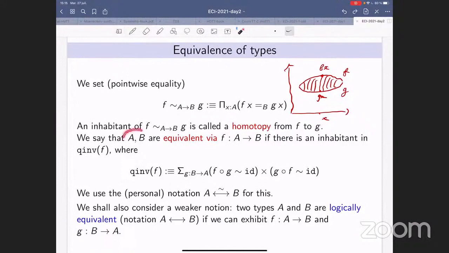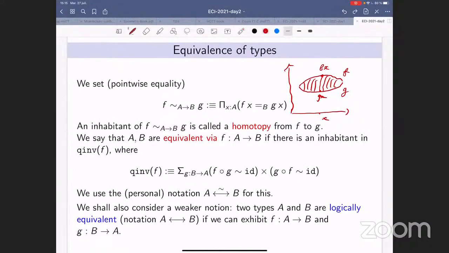This is the notion of A and B being equivalent, and it is quite useful to first mention the existence of F, and then to package the rest of the information. So we fix F first, and we package the rest of the information: that we have a G, a homotopy from F composed with G to the identity, and a homotopy from G composed with F to the identity. We package it into a new type, which we call Q-inv of F. And Q-inv means quasi-inverse.